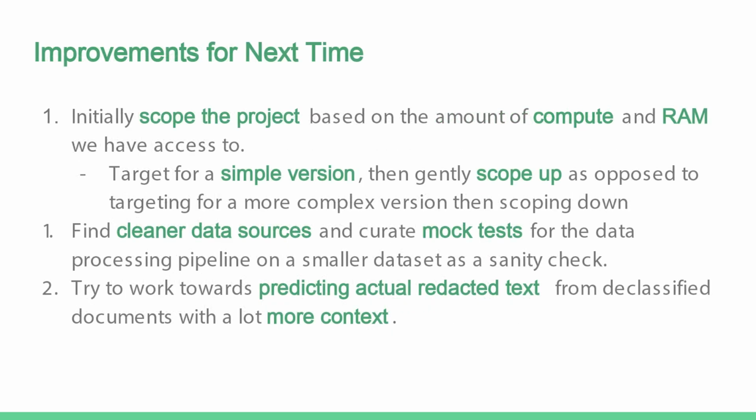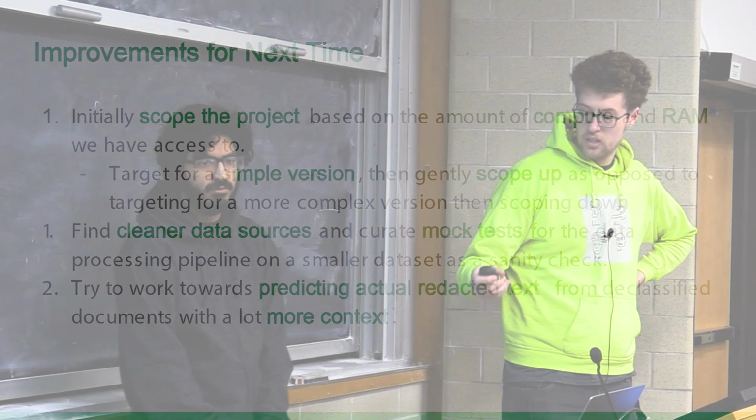To deal with this, we would probably scope the project down. We start with a gentle, small scope and gently scale up, and then try to find cleaner data sources, automate the pipeline, test it with some known results, and then work toward actually predicting redacted text from declassified documents, with a lot more context and a lot more computing power.